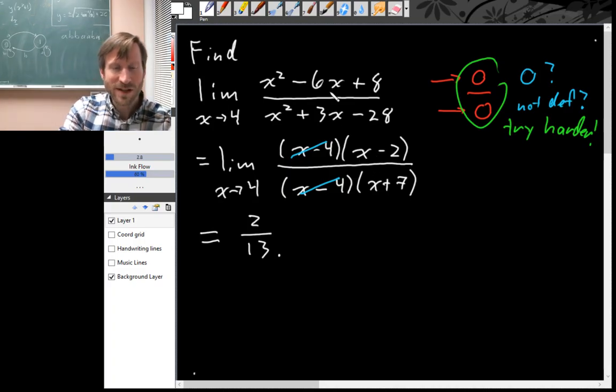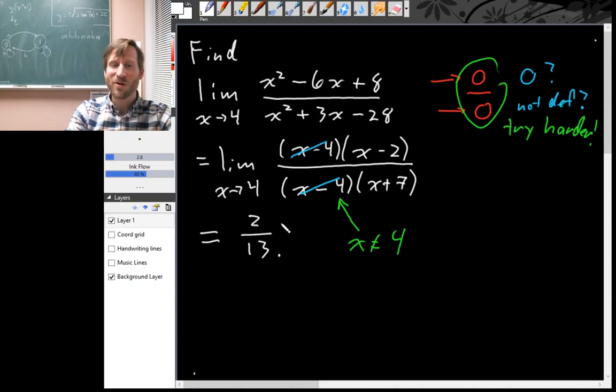The key point that happened right here is this cancellation. This cancellation really only happens when x isn't 4. But remember, the limit doesn't care what happens at 4. It only cares what happens near 4. And so it's okay to cancel these factors of x minus 4. All right, so that's one good trick for calculating a limit. If your numerator and denominator factor, you might need to factor them. Let's look at another example.